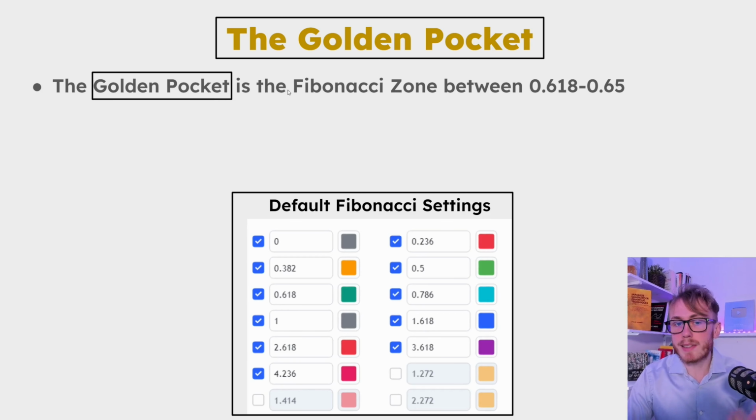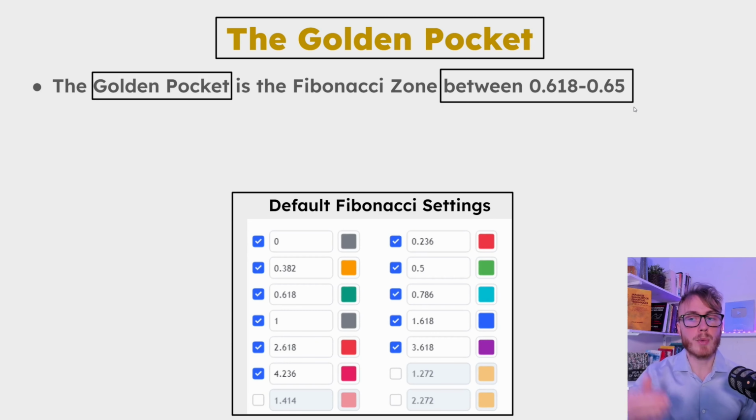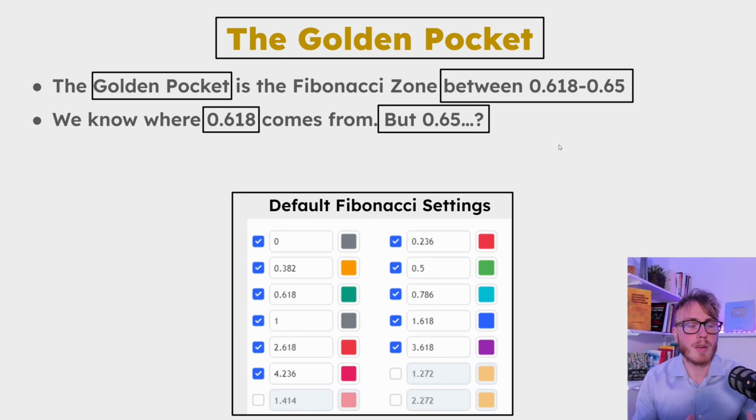The golden pocket is simply the Fibonacci zone here between 0.618 to 0.65. So this one is a little bit deeper compared to the golden zone, or actually it's quite a lot deeper than the golden zone, and it's also a smaller zone. So it's both deeper and smaller compared to the golden zone. And we know from earlier where 0.618 comes from. But what about 0.65? What is so special about 0.65? Is anything special about 0.65?